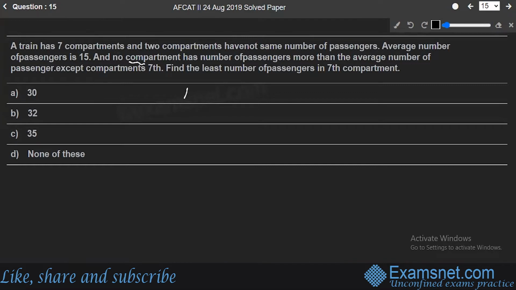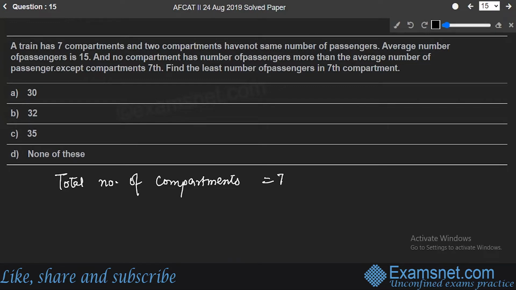First of all, total average is 15. Right, average number of passengers is 15 and no compartment has the number of passengers more than the average number of passengers except for 7th. What is the least number of passengers that are possible in 7 compartments? Let's see the situation first. Total number of compartments, how many are there? 7.